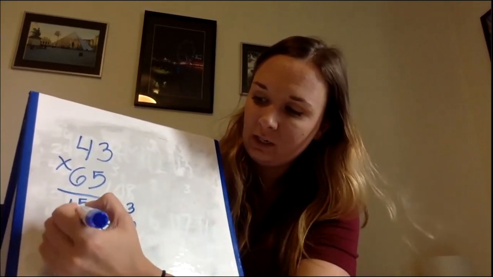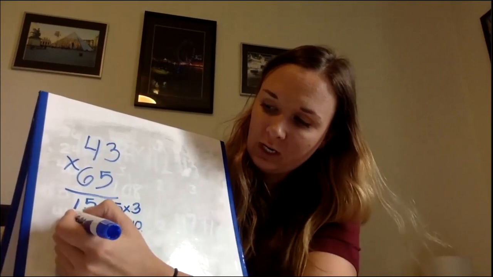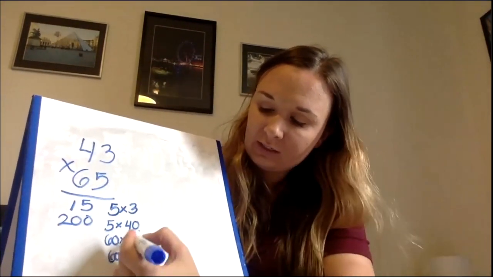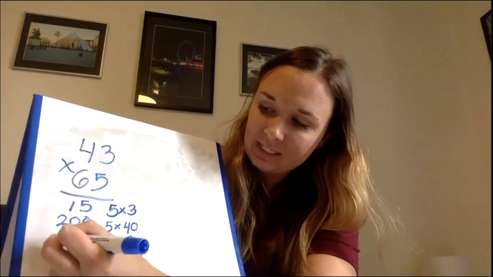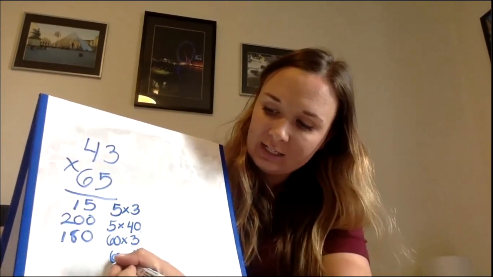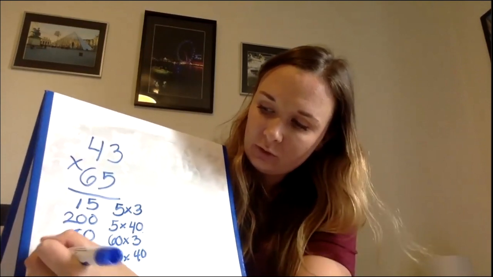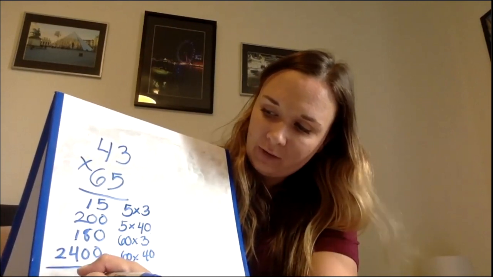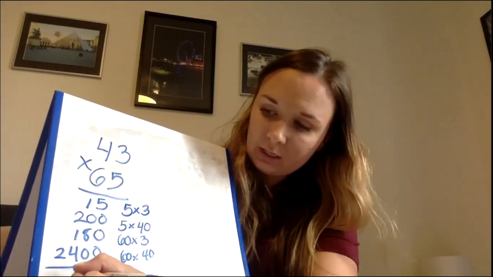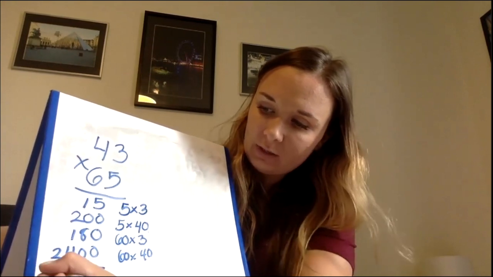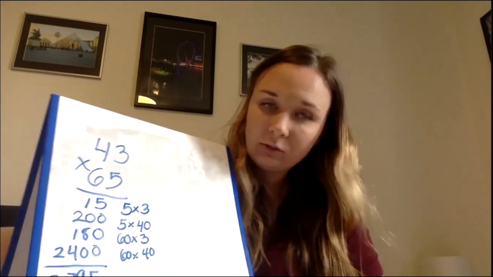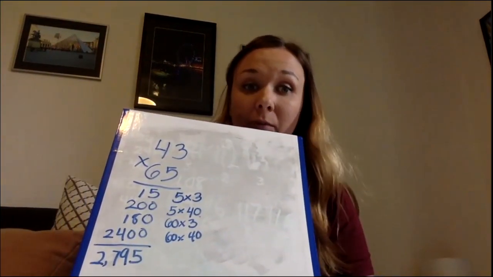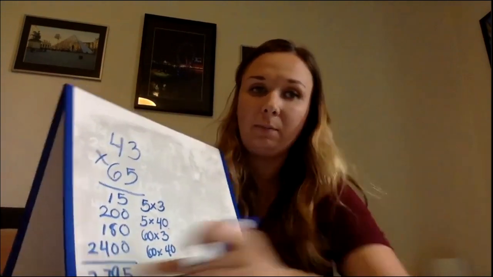So I get 15 here. 5 times 4 is 20, but it's 20 tens, so it's 200. 6 times 3 is 18, but it's 18 tens, so it's 180. And 60 times 40 is 2,400. When I add my ones, I get 5, I get a 9, I get a 7, and a 2. So if you had 2,795, you were correct on spiral review number 1. Give yourself a check.